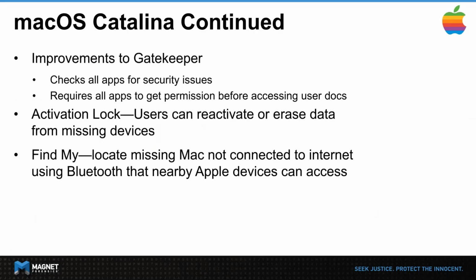Now, what else did we get with the Catalina upgrade? So we got improvements to Gatekeeper, which checks all the apps for security issues, and requires apps to get permission before accessing user docs and desktops. So you're going to get a lot more prompts inside of Catalina than you have in the past, because once again, they want to make sure users are aware that these different apps have access to different parts of their system. We have activation logs, so users can reactivate or erase data from missing devices. And then we have Find My, which is locating missing Macs or iOS devices not connected to the internet using Bluetooth of nearby Apple devices, which is pretty interesting and something that we're definitely doing a lot of research in.